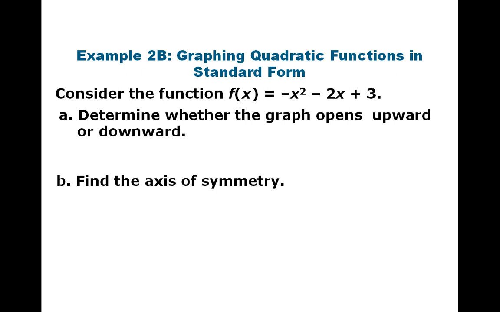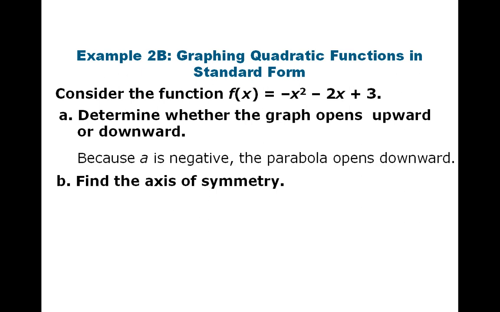So let's look at an example. f of x equals negative x squared minus 2x plus 3. So let's first determine whether the graph opens upward or downward. Well, you just have to look at what is in the very front of the whole equation for a. And a is negative, and because of that, the parabola will open downward.